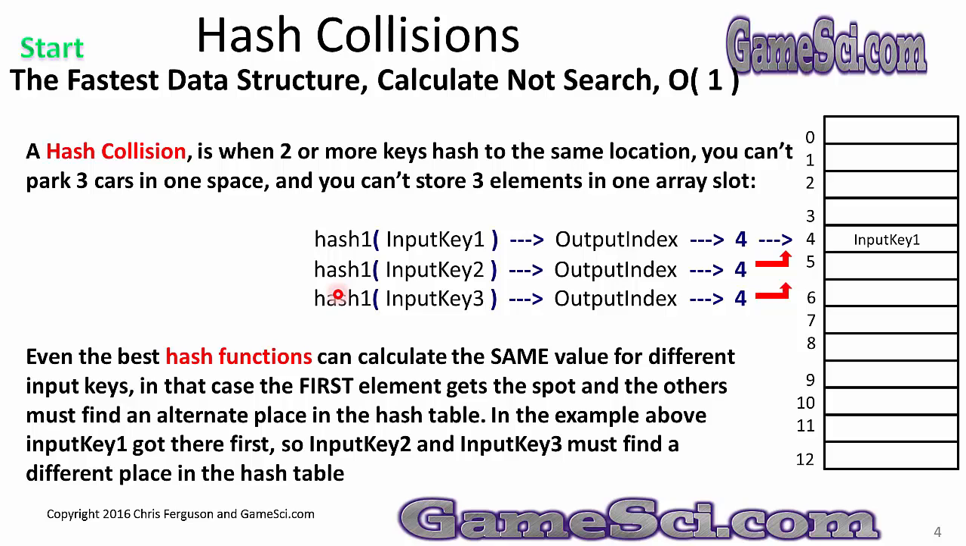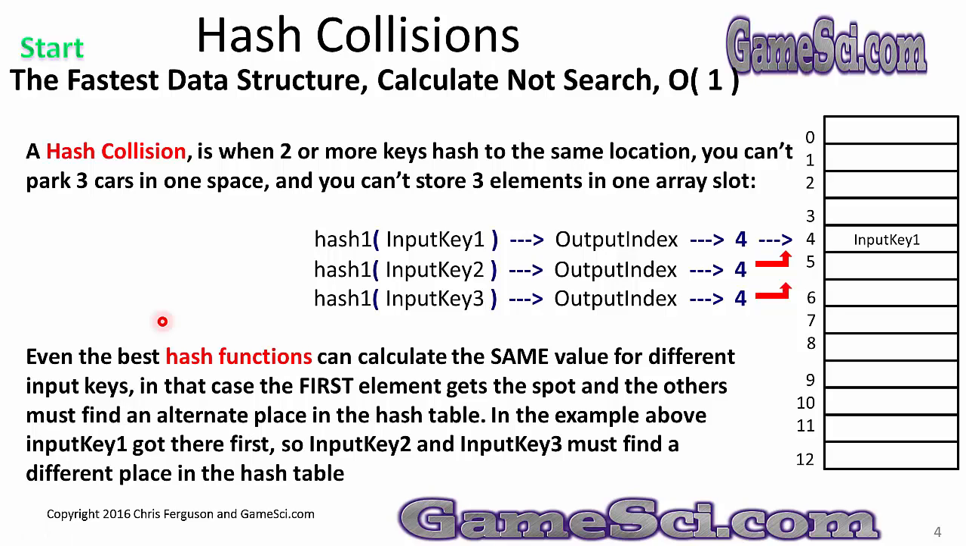Then I called hash function 1 again and passed it a different input key 2, but it sent an output index of the same slot, position 4. Well, input key 2 wants to go in the same slot as input key 1. Oh, let's make it even worse. Hash function 1 is called with an input key 3, a different key. It output index of the same 4. All three of these keys, key 1, key 2, and key 3, want to go into the same position, slot 4 of the hash array.